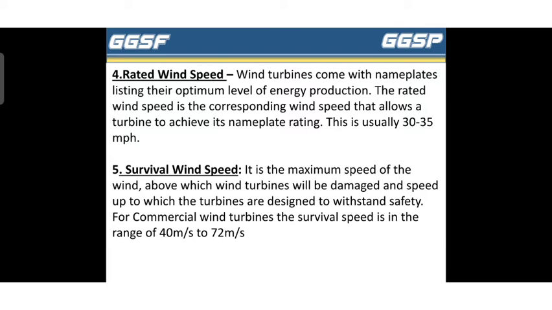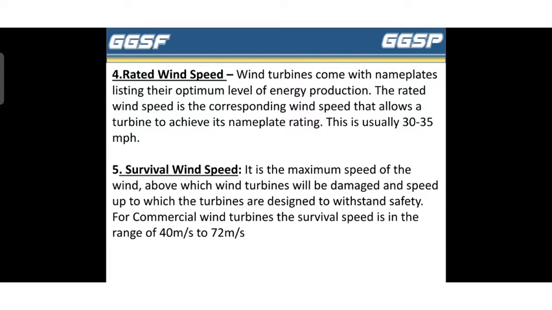Fourth is rated wind speed. Wind turbines come with nameplates listing their optimum level of energy production. The rated wind speed is the corresponding wind speed that allows the turbine to achieve the nameplate rating. This is usually 30 to 35 meters per hour.